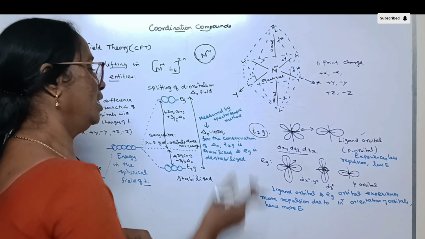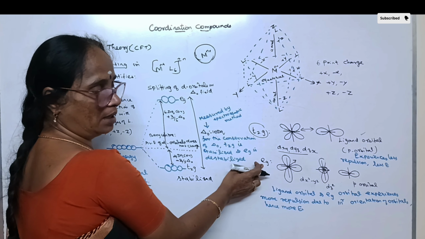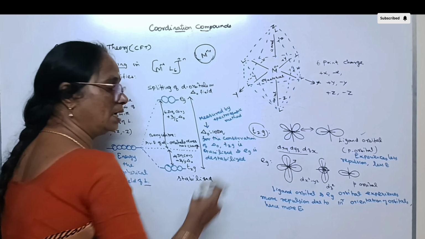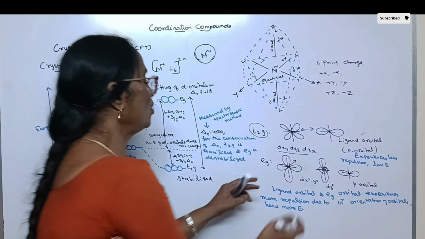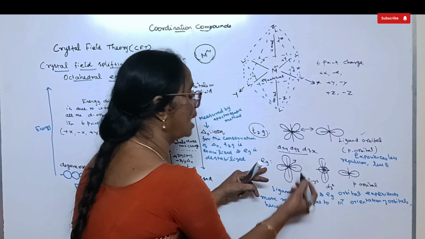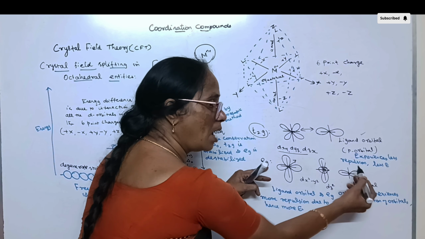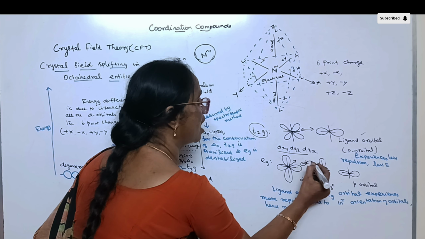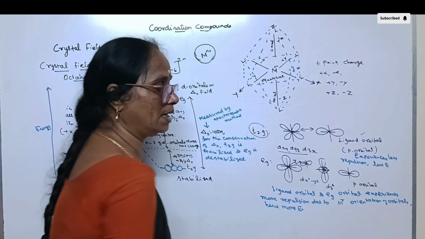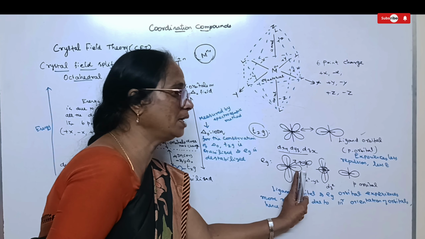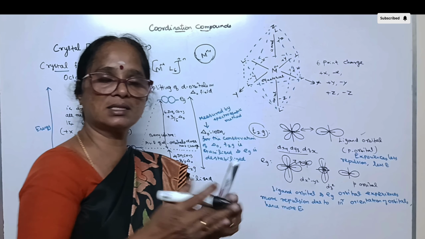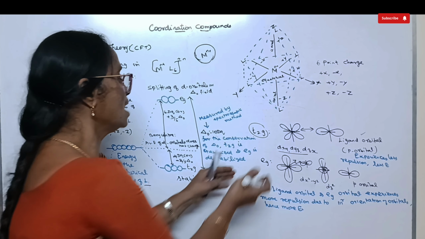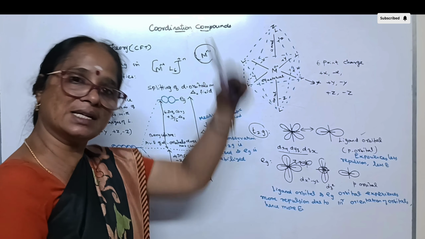Now, we have to consider the Eg orbital, and how the p orbital of the ligand approaches it. The Eg orbitals have their lobes along the axis, so the p orbital is also along the axis. So what happens when this p orbital approaches? This d orbital electron and the p orbital electron experience maximum repulsion. Because of maximum repulsion, the energy of the d orbital gets raised.